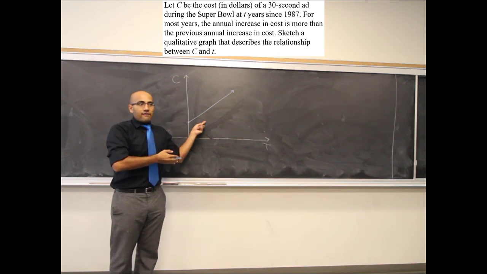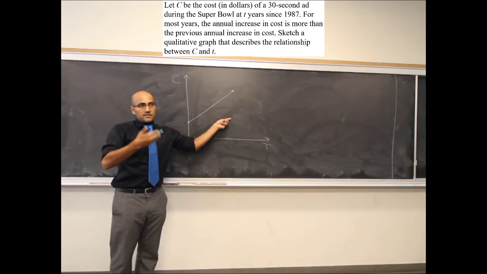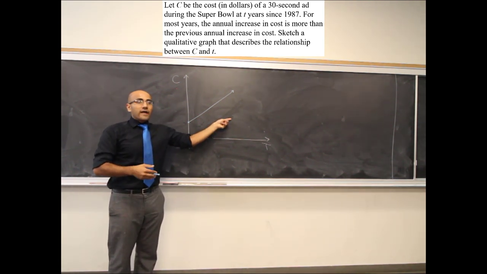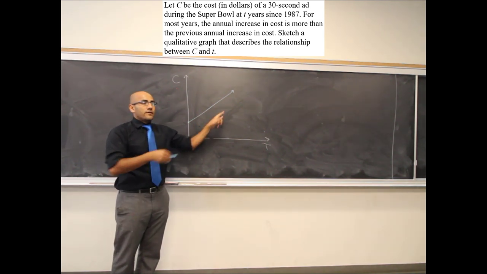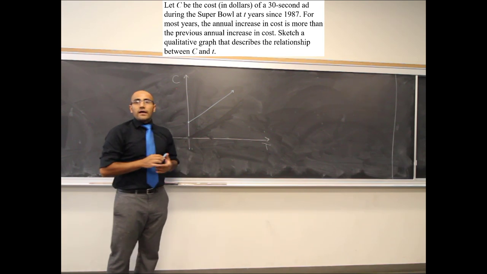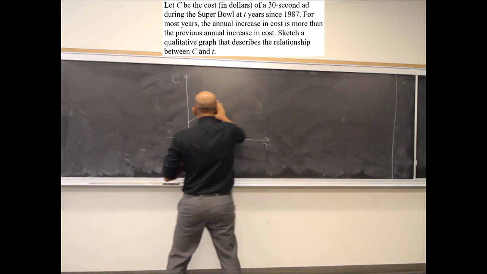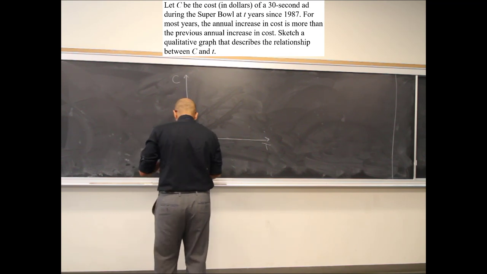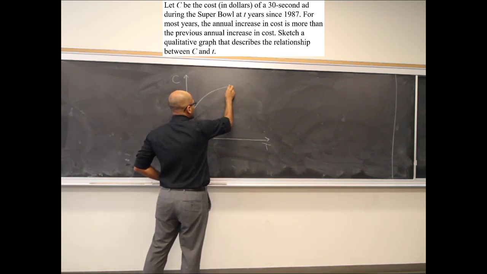It means that every year it goes up by the same amount. A constant, consistent. Every year it goes up by $100,000. Every year. So it's a nice straight line. But that's not what that's saying. It's saying most years the annual increase is more than the previous. So would something like this make more sense?